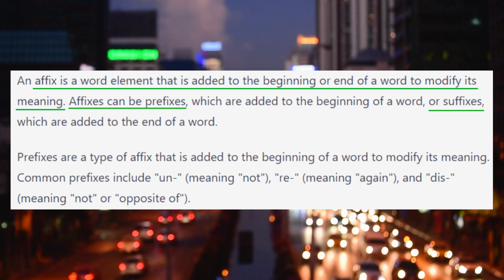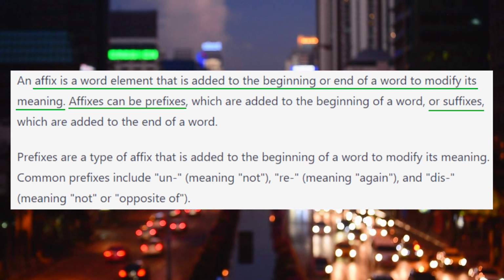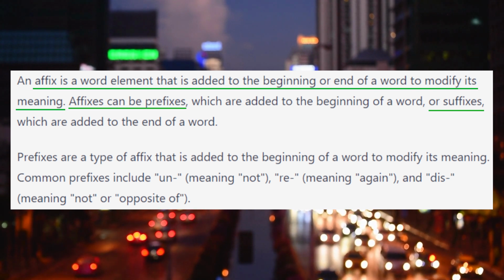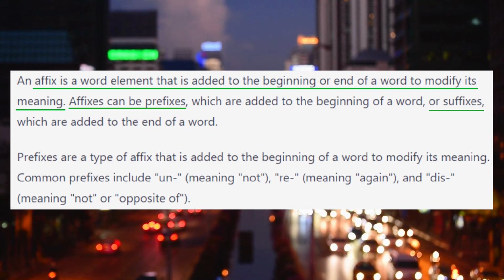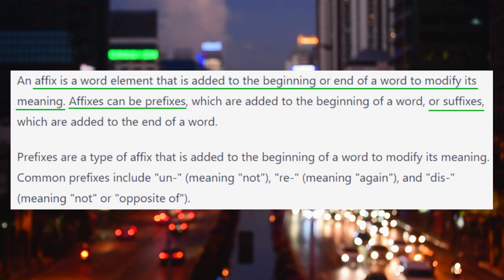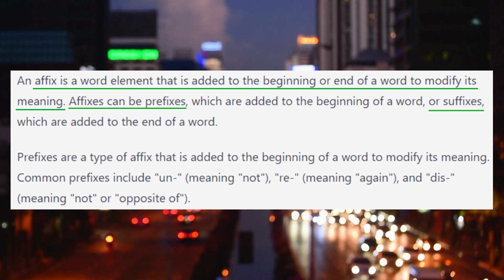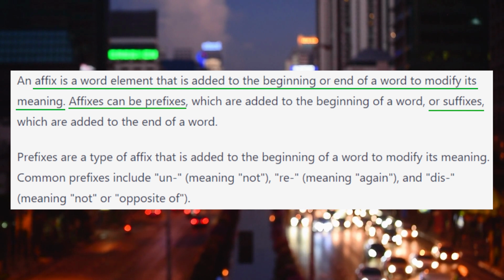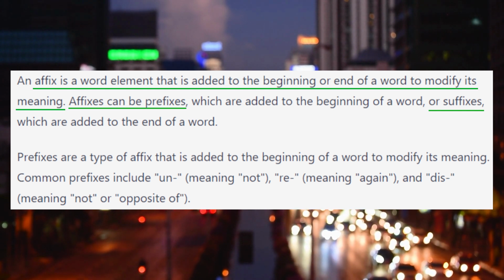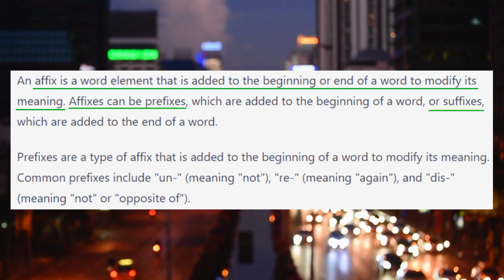Affixes can be prefixes, which are added to the beginning of a word, or suffixes, which are added to the end of a word. Prefixes are a type of affix that is added to the beginning of a word to modify its meaning. Common prefixes include un, meaning not, re, meaning again, and dis, meaning not, or the opposite of.